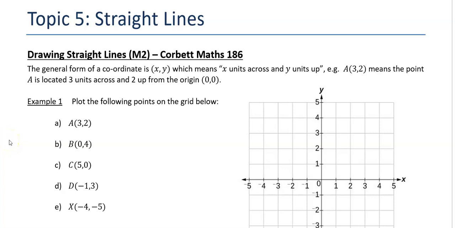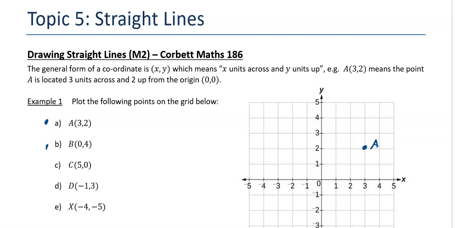First of all, it says A, which is the point A, which is (3, 2). So that means you go 3 across from the origin, and you go 2 up. So you go 3 across and then you go 2 up. So your point A is going to be here. So that's where your point A is going to be.